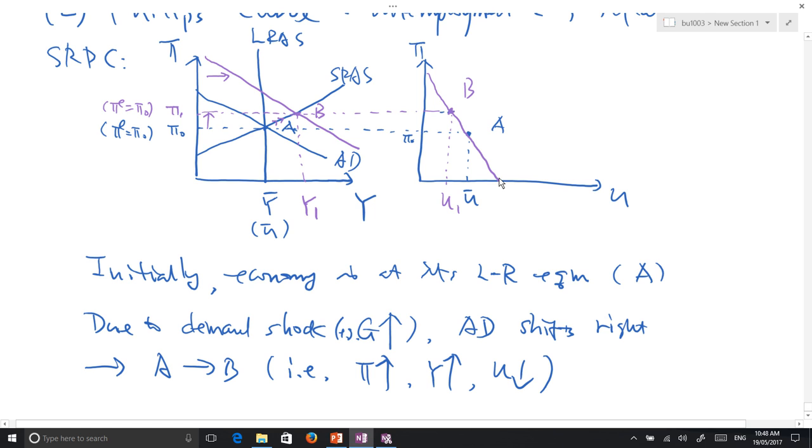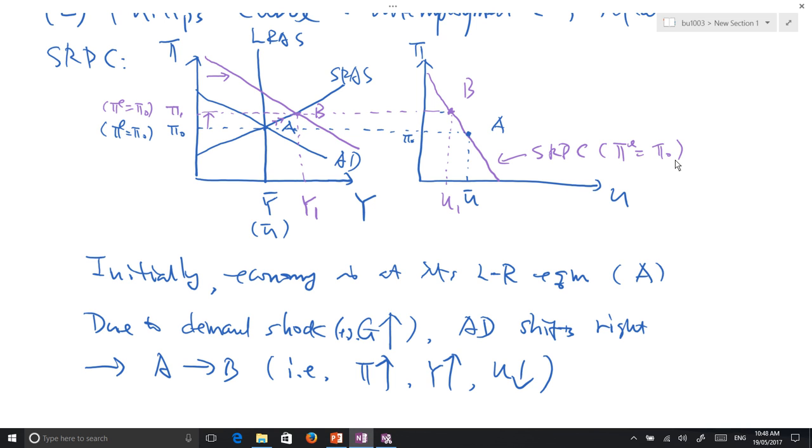So link these points together. We get the short-run Phillips curve, which corresponds to the initial level where people have the same expectation. People haven't changed the expectation yet. Okay, so let's show this on our Phillips curve.